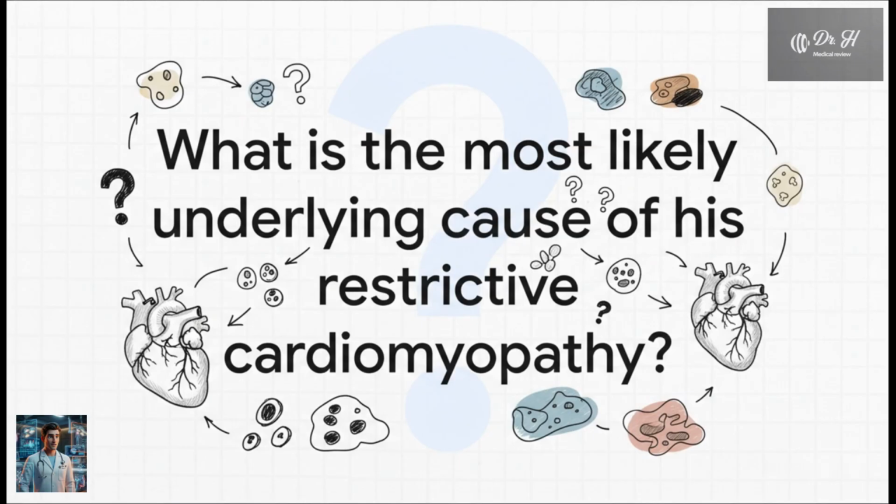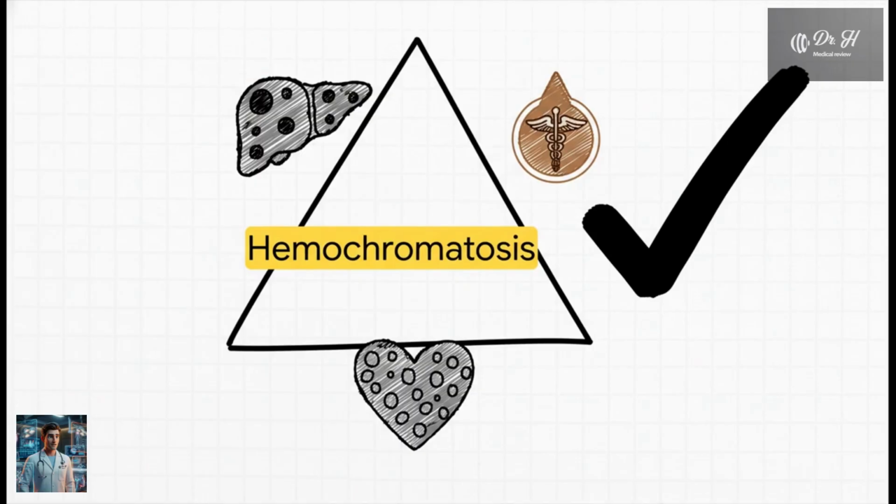What's the gunk? And the answer is hemochromatosis. That classic triad, the cirrhosis, the bronze diabetes, and the heart failure, that should make you think of one thing, iron overload. It's a perfect example of how you have to look at the whole patient to figure out what's going on with the heart.